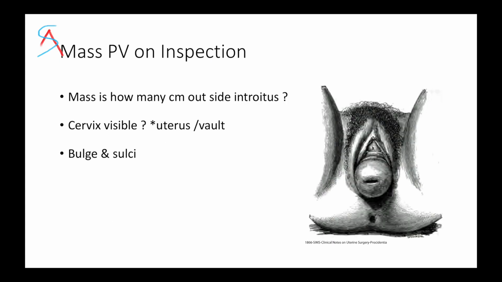So on mass per vaginum, on inspection, you have to look how many centimeters the mass is outside the introitus. Then you have to look whether the cervix is visible or not. Generally, if it is a vaginal wall prolapse, then the cervix won't be visible. Bulge would be there in uterovaginal prolapse. Bulge won't be there in congenital elongation of the cervix. Then look for the sulci.